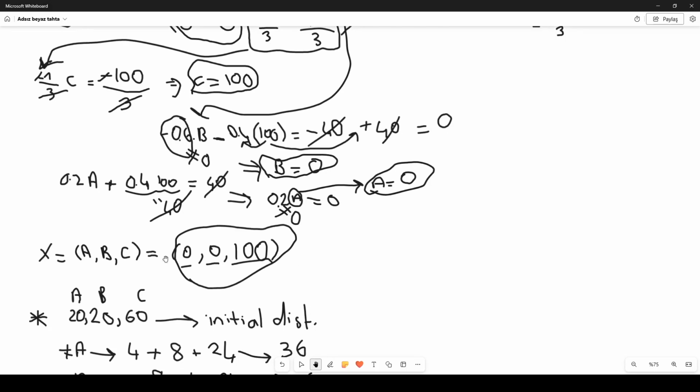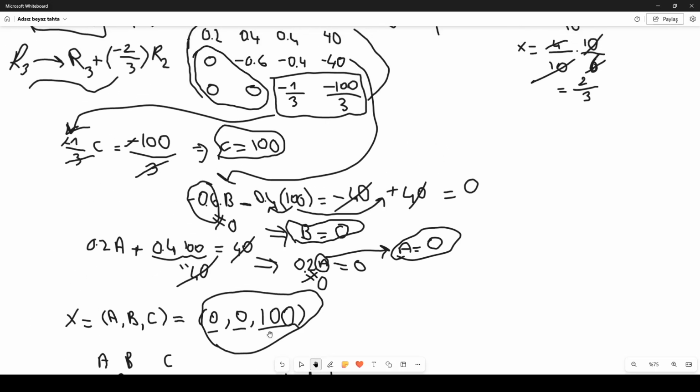We found the values of a and b, the two unknown variables, 0, and c is equal to 100. So this is the solution, which means that we obtained the initial number of people in each city. What we can infer from this result is, in the beginning there is no person in either city A or city B, whereas there are 100 people in city C.